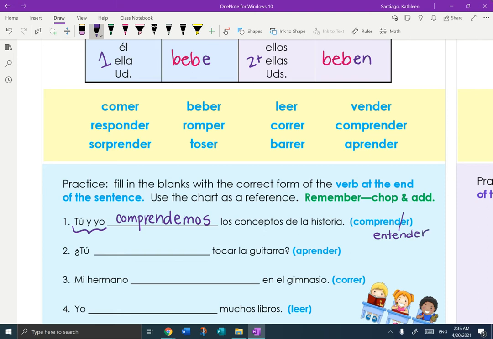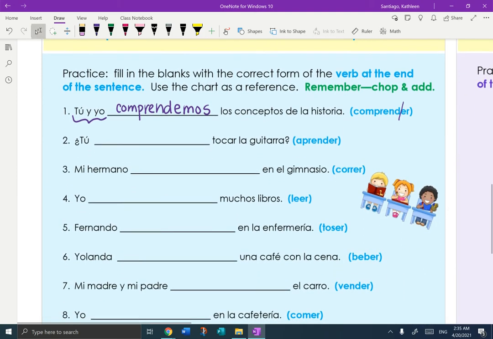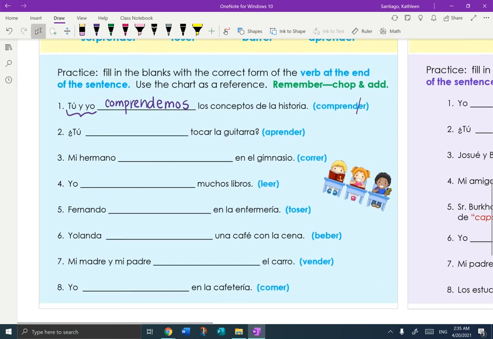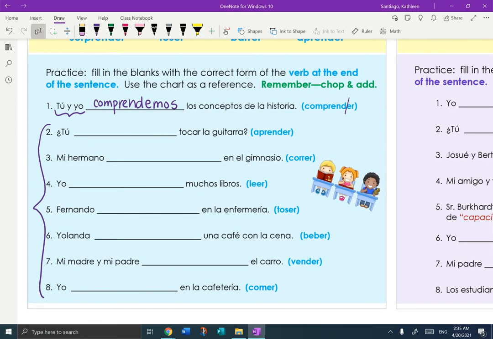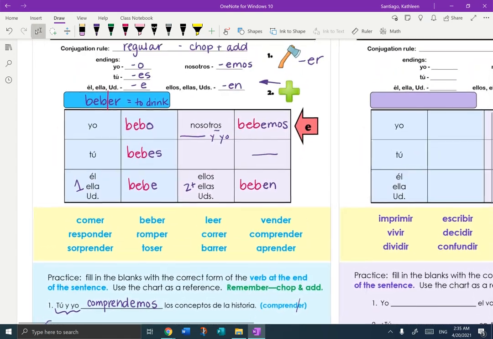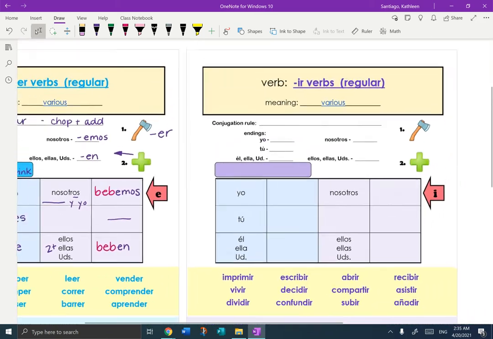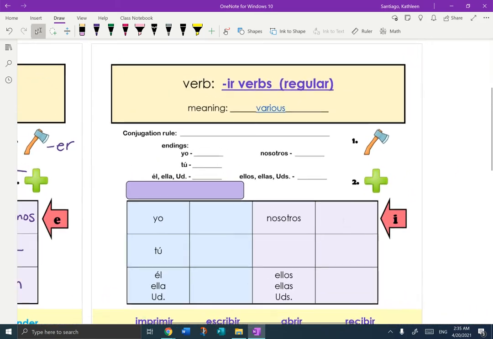The reason that we didn't use entender is because it is an E to IE stem changer. So we're just working with regular verbs. So we're going to stick with comprender. Okay, you have 7 more, siete más. Remember to use the verb at the end of the sentence. Aprender, correr, leer, toser, beber, vender, and comer. Muy bien. Now let's go over and work with the IR verb chart.